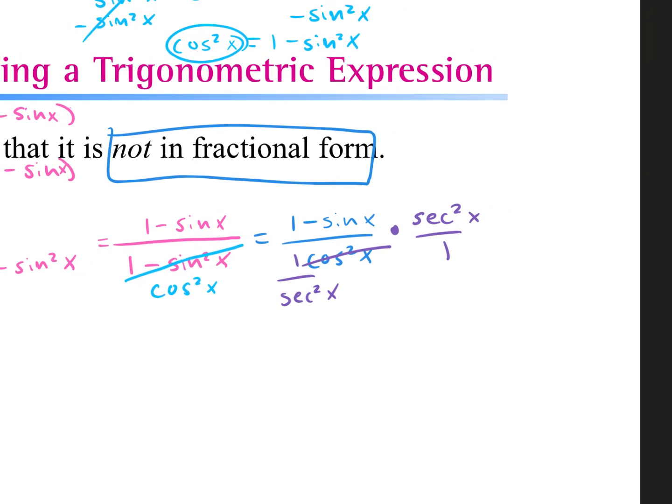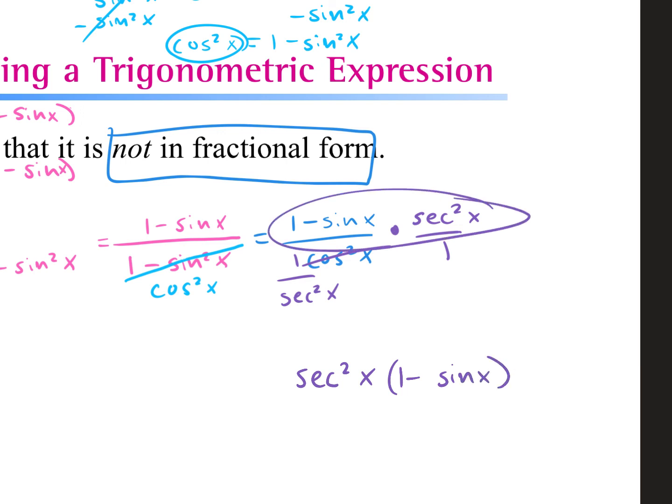So then from here, I have secant squared times 1 minus sine. So I just multiplied the tops together. And what happens when I multiply the bottoms together? What do I get? What's left in the denominator? 1. And if my denominator is 1, I don't need it. Did I get rid of the fraction? Yes. So then we're done.